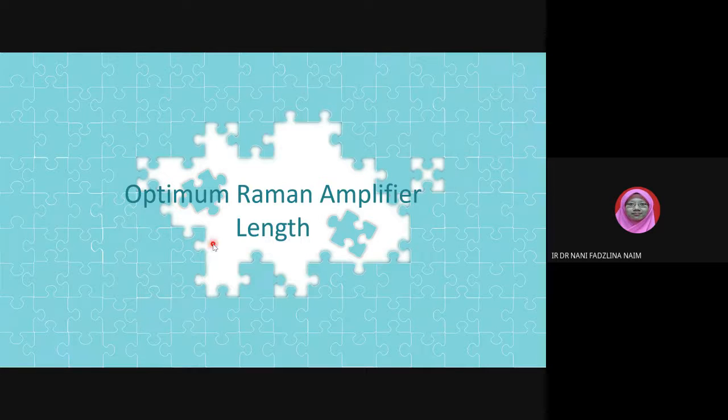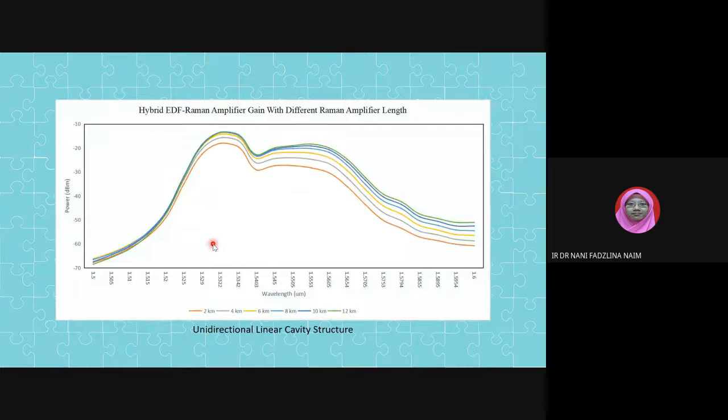So let's look at the most optimum Raman amplifier length. For Raman amplifier length, we also have the graph of power versus the wavelength. This is the power or the gain, which is in dBm. From here, we know that the higher is better, and this is the Raman amplifier length.